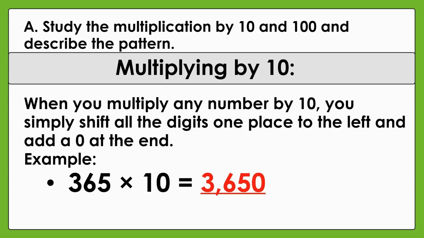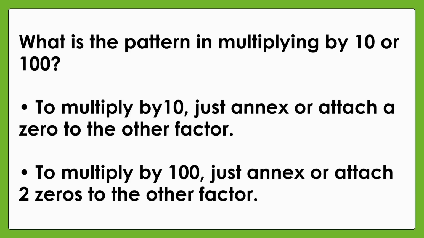Example, 365 times 10 is equal to 3,650. What is the pattern in multiplying by 10 or 100? First, to multiply by 10, just annex or attach a 0 to the other factor. Second, to multiply by 100, just annex or attach 2 zeros to the other factor.